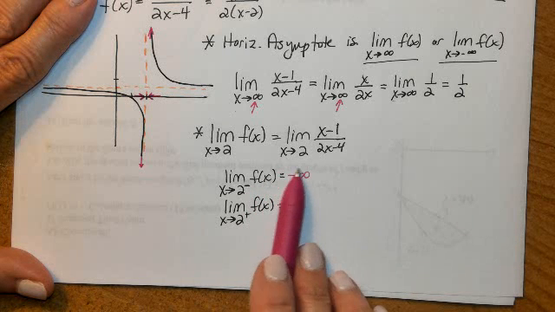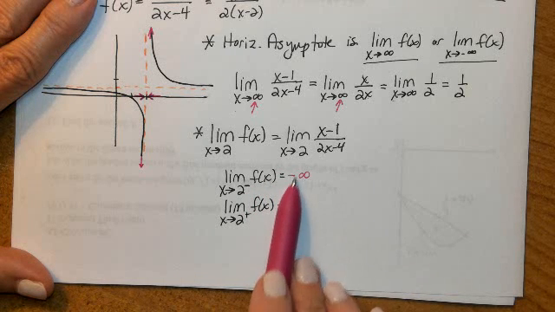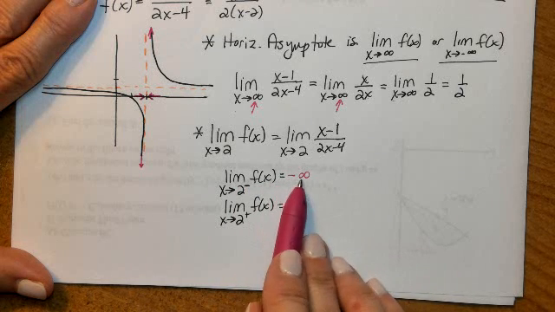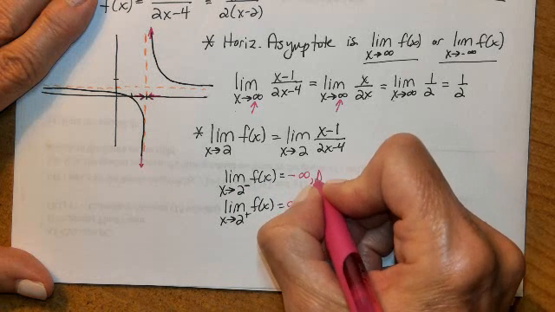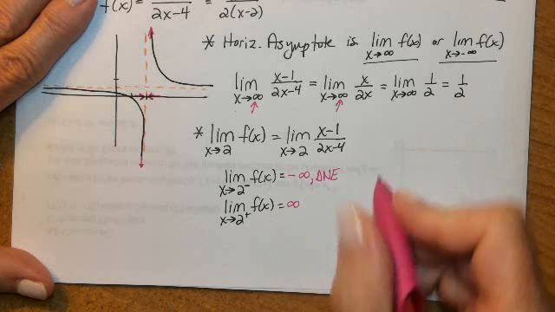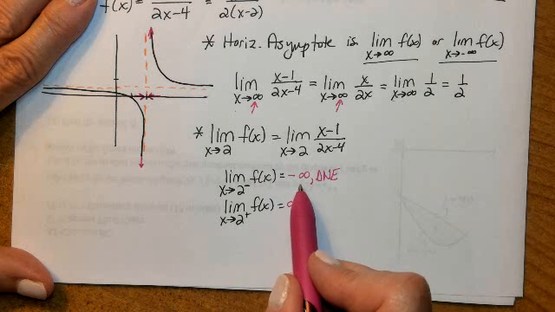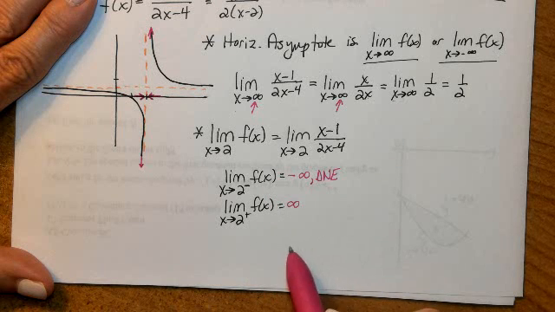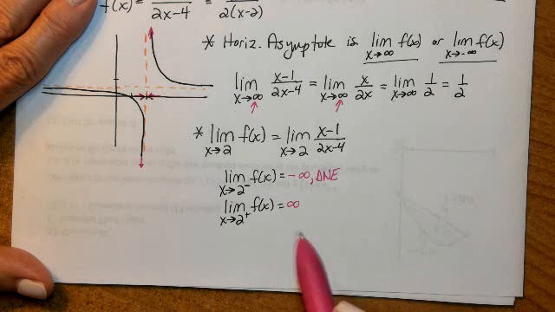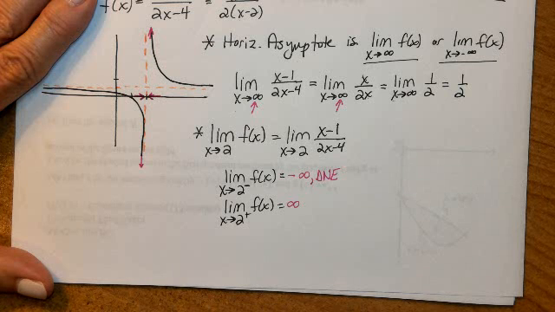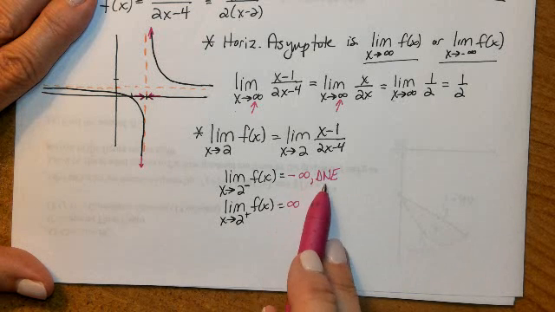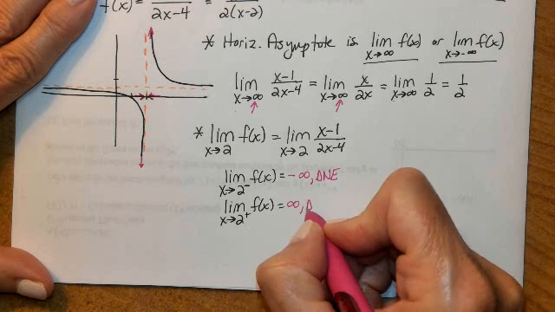If you get infinity or negative infinity for a limit, I want you to write that, and then I want you to write does not exist. A limit has to be a number. Infinity is not a number, infinity is a concept. It represents an unbounded value. So when you get infinity or negative infinity, that does not exist. This does not exist.